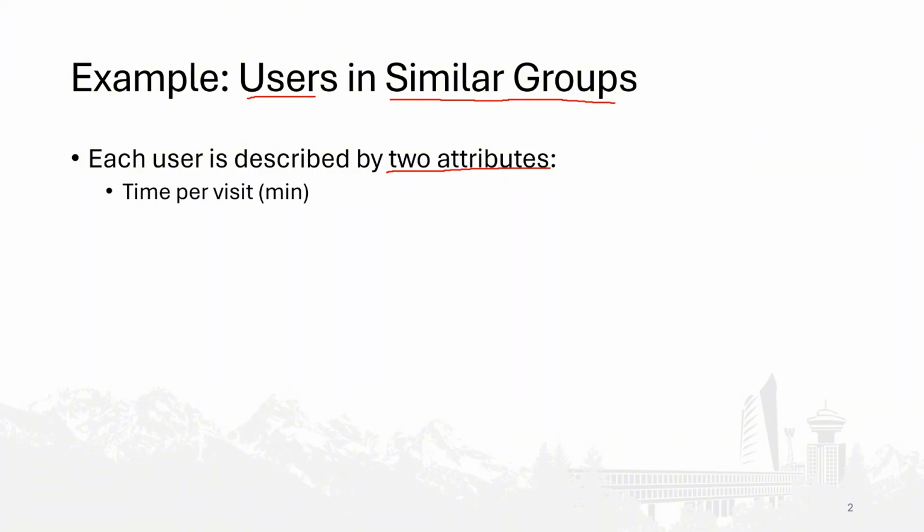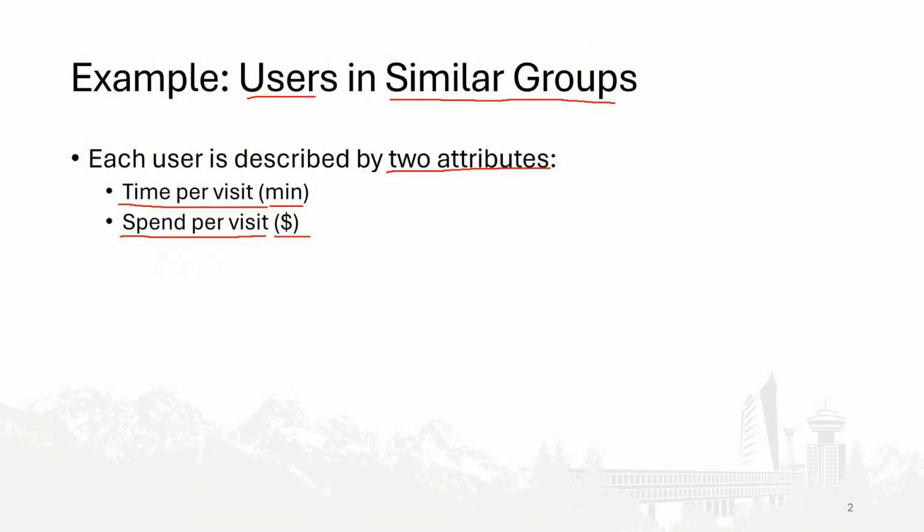The first attribute is the time per visit in units of minutes. For example, when the user goes to our website, how long does the user stay on our website, for example, 10 minutes, 20 minutes, or 50 minutes. And then another attribute that we use to describe the user is the spend per visit in units of dollars. For example, when the user visits our website, how much money did they spend on purchasing our products?